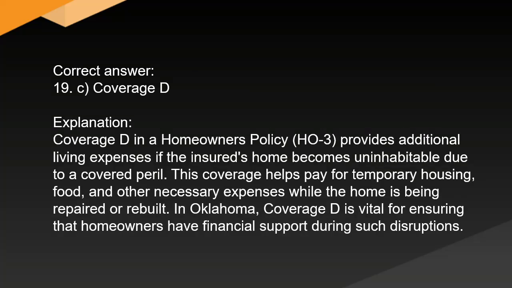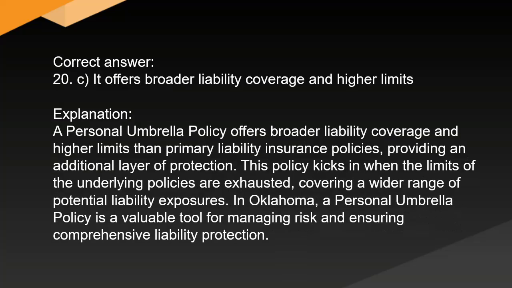Correct answer: C. Coverage D. Explanation: Coverage D in a homeowner's policy, HO-3, provides additional living expenses if the insured's home becomes uninhabitable due to a covered peril. This coverage helps pay for temporary housing, food, and other necessary expenses while the home is being repaired or rebuilt. In Oklahoma, Coverage D is vital for ensuring that homeowners have financial support during such disruptions.